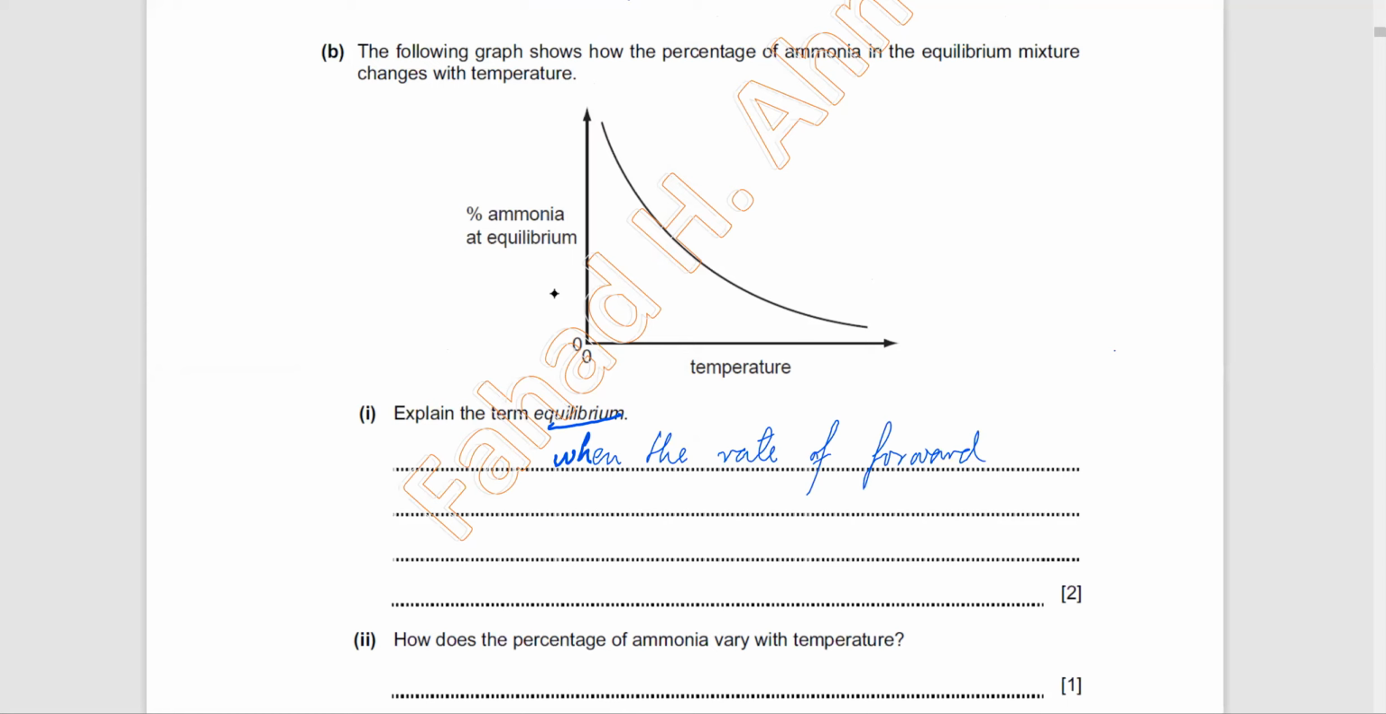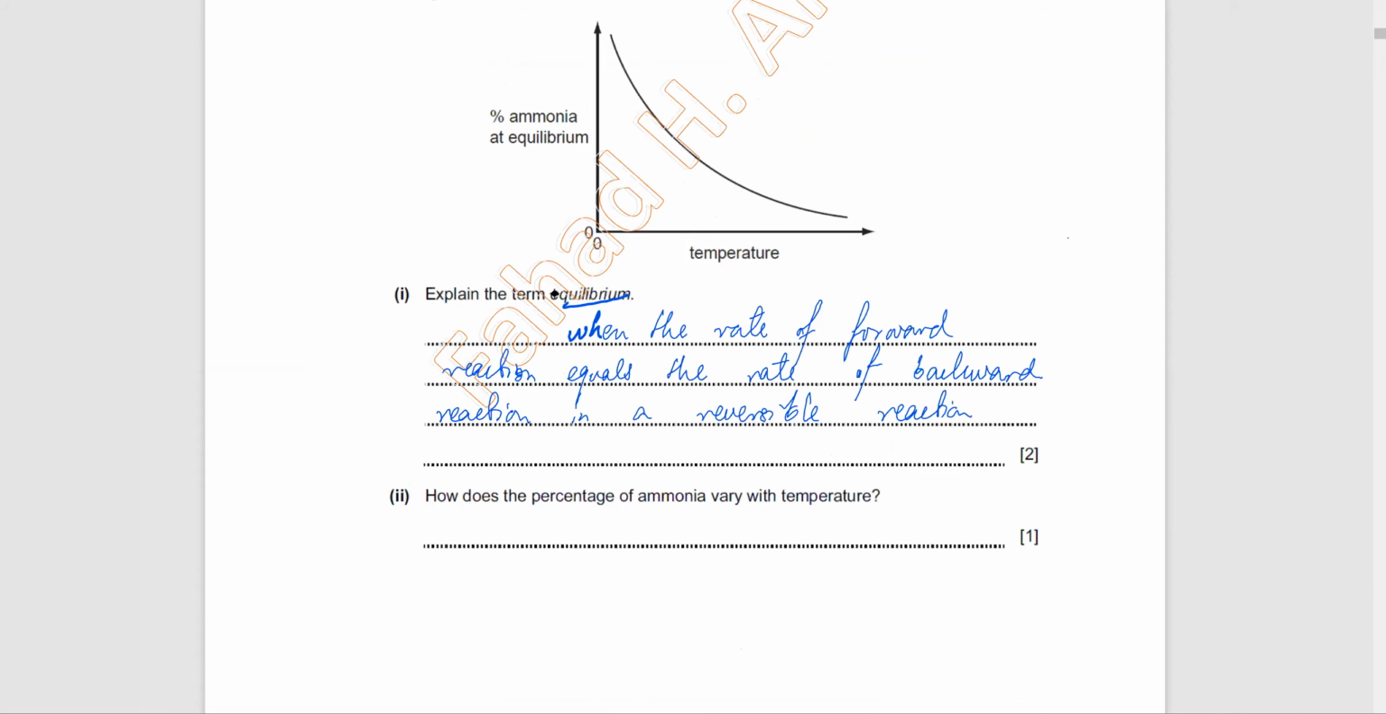When the rate of forward reaction equals the rate of backward reaction in a reversible reaction. Okay, that's it. So this is going to be a very specific definition. Then he is asking how does the percentage of ammonia vary with temperature?